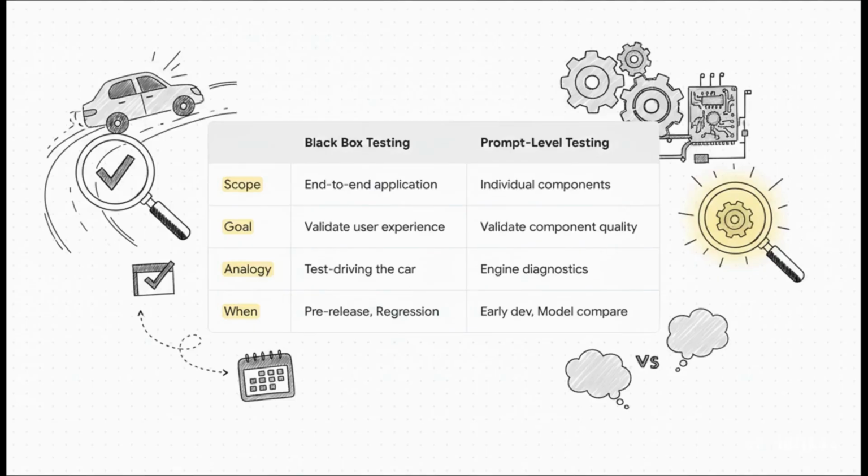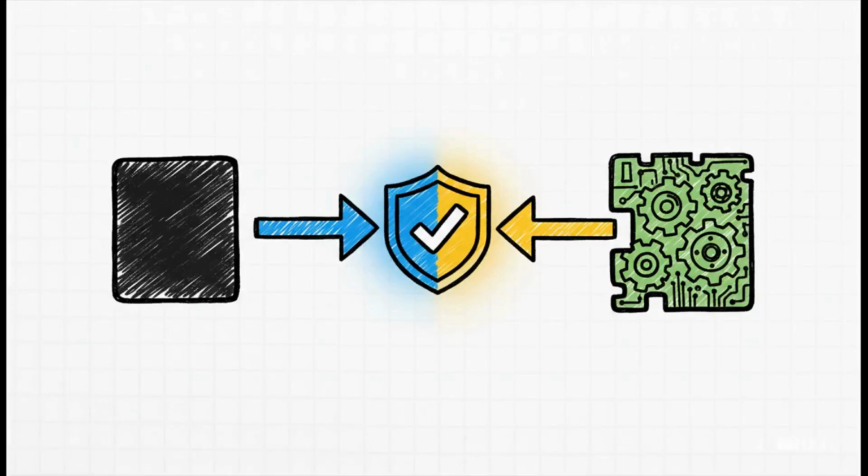Prompt-level testing, on the other hand, is way more focused. It's all about the individual components. Its goal is to validate the behavior and quality at a much more granular level. It is perfect for early development, or for comparing different models to see which one really works best for your specific needs. So the most important point here is this.